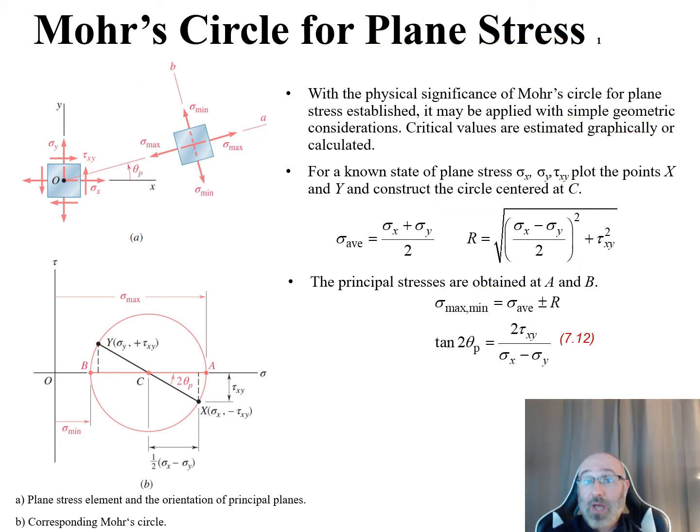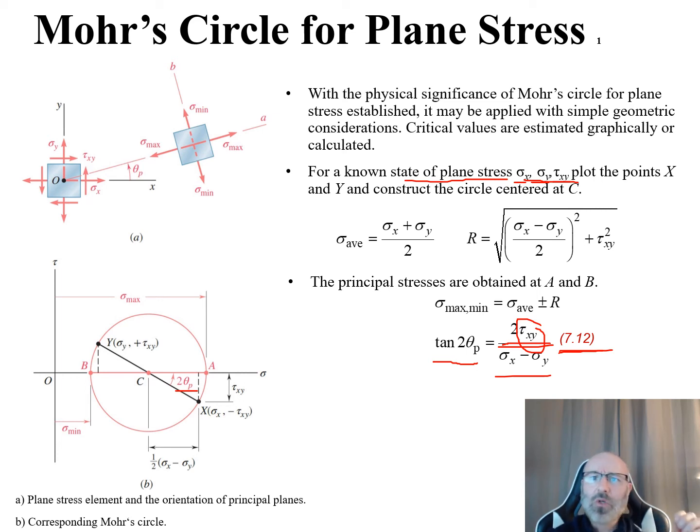So now we also have this relationship here, 7.12, where we're looking at 2 times our theta p. The tangent of 2 theta p is equal to 2 times our shearing stress, tau xy, divided by sigma x minus sigma y. The reason we want this is that we want to obtain everything from the information we have for our plane stress: our sigma x, our sigma y, and our tau xy. So we can relate this from equation 7.12. Now we have all the information from those 3 elements of our state of plane stress, sigma x, sigma y, and tau xy, to construct and draw out our Mohr's circle.